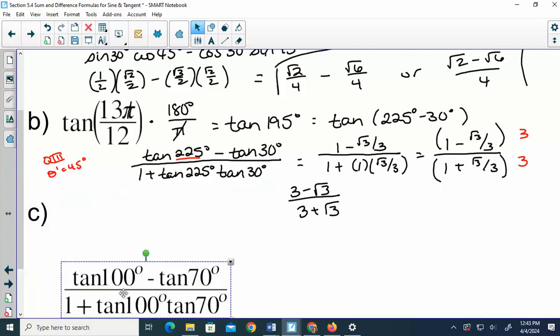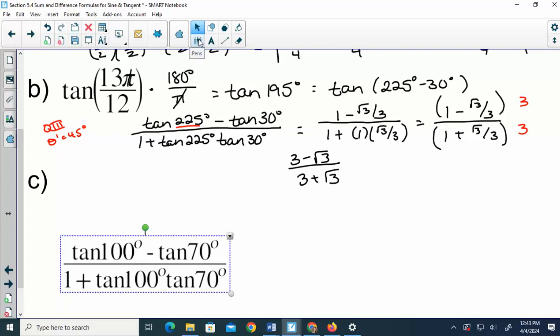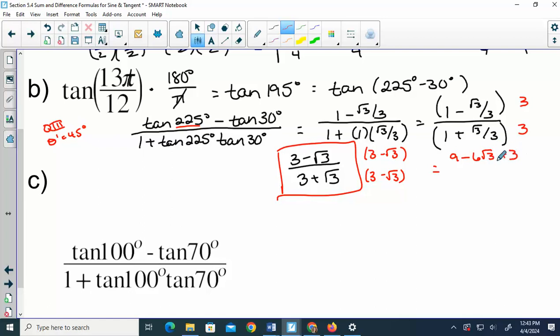I would accept this for an answer. If you wanted to go ahead and finish it, what would you multiply by now? 3 minus radical 3. So you can leave it like that. Know that if you're looking in the book, it will rationalize, but these get a little ugly. So on the top you would get 9 minus 6 radical 3 plus 3. On the bottom we get 9 minus 3.